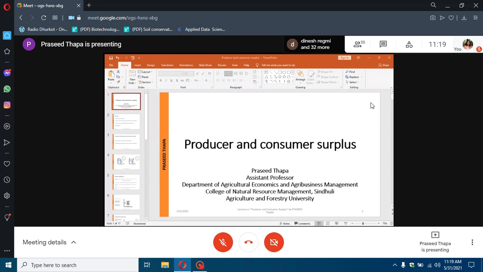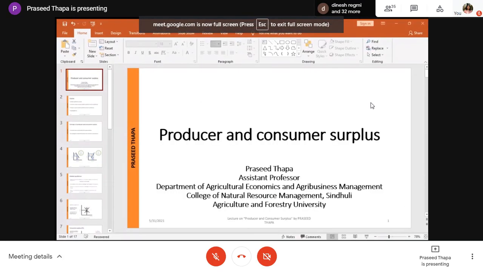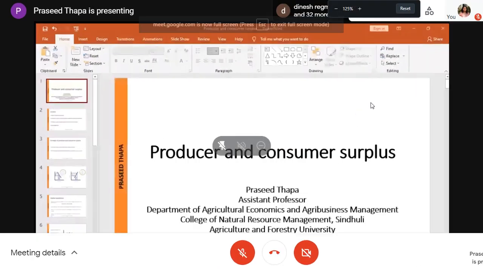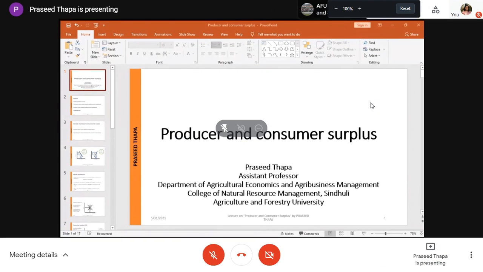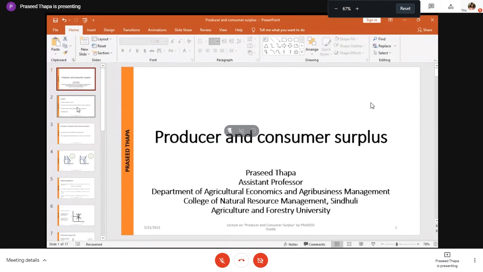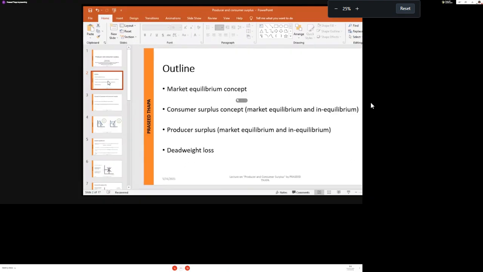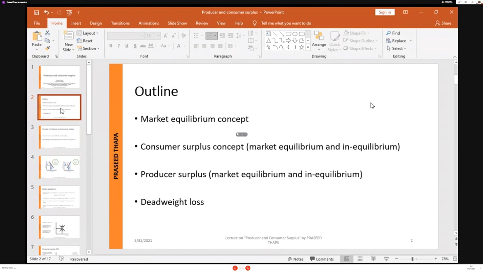This is how I am planning to do this producer surplus and consumer surplus topic. Then only I will be coming up with the definitions. First, let me come up with the explanations on market equilibrium. What are we going to study on this topic? The outline is the market equilibrium concept. Obviously, we will be looking into the market equilibrium concept because this is the foundation of producer surplus and consumer surplus.